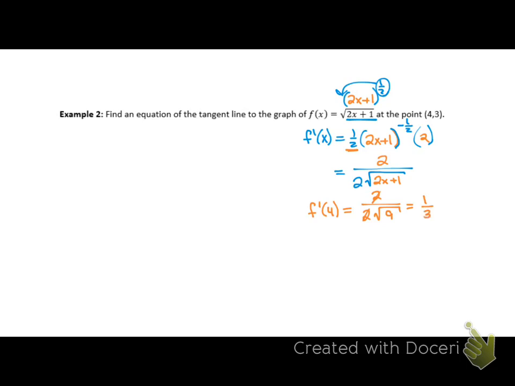To write the equation, we need y minus y1, which is 3, equals the slope, which is the derivative, times x minus x1, which was 4. And the numbers 3 and 4 both came from the point that they gave me. The 1/3 came from the derivative at where x equals 4.